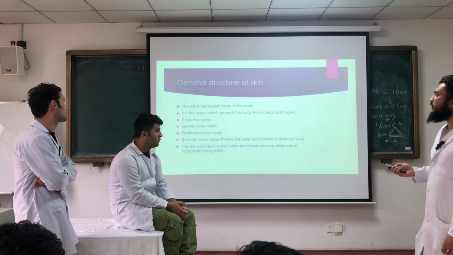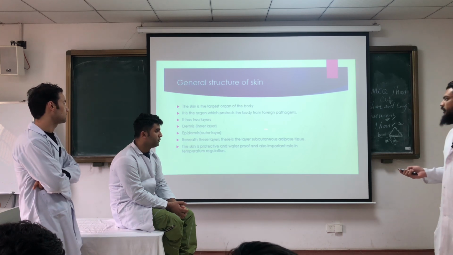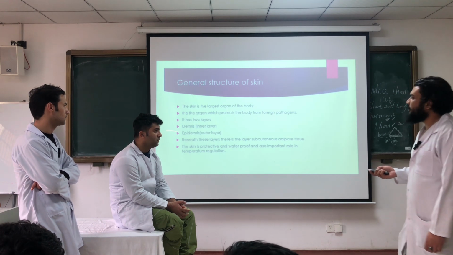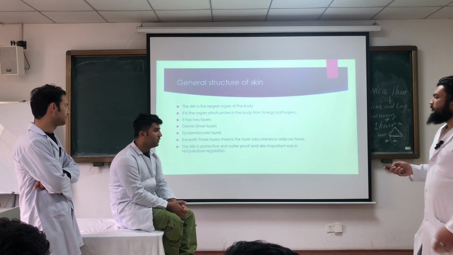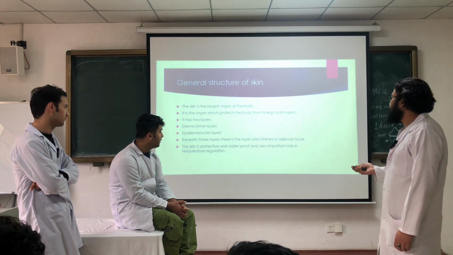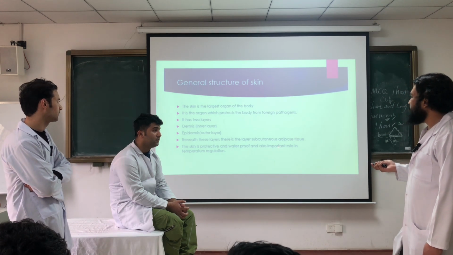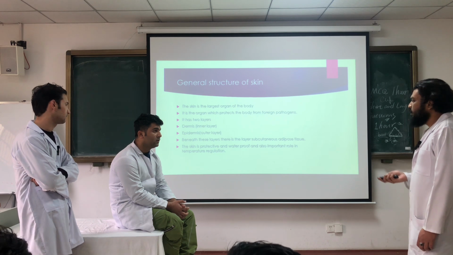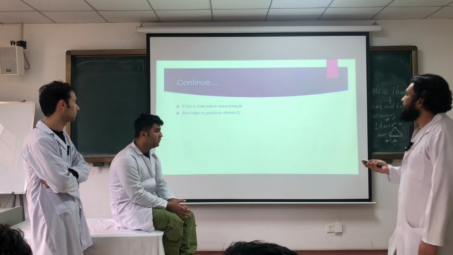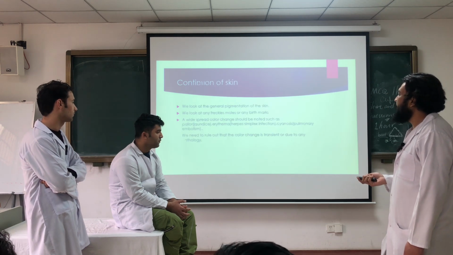The skin is the largest organ of the body. It is the organ which protects the body from foreign pathogens. It has two layers, as I have said before: dermis, the inner layer, and the epidermis, the outer layer. It means the beneath and the upper layer. Beneath these layers, there is a layer of subcutaneous adipose tissue. The skin is protective and waterproof, and also has an important role in temperature regulation by sweating. It has a main role in wound repair and also helps in production of vitamin D.